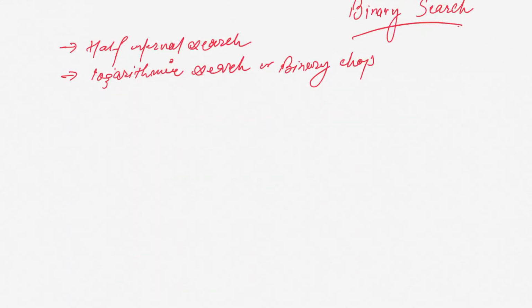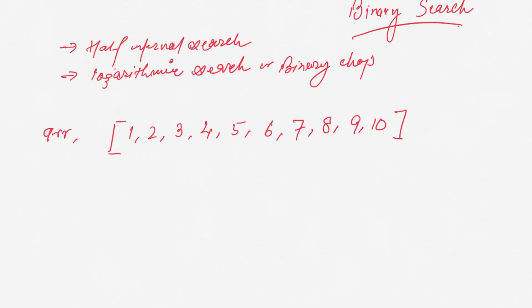For example, suppose you have been given one sorted array like this: 0, 1, 2, 3, 4, 5, 7, 9, 10. So this is the collection, an array of integers, and there would be a target value. This target value we need to find.